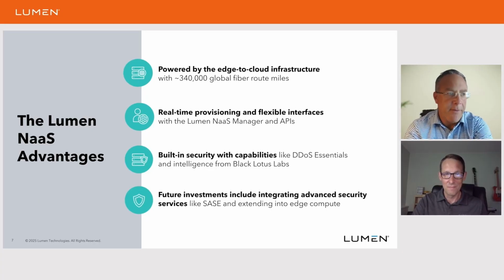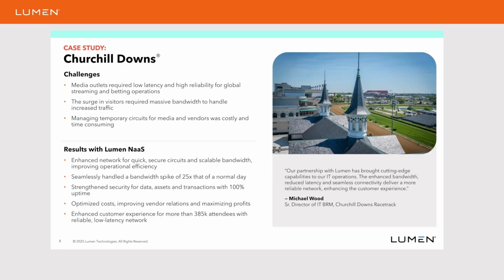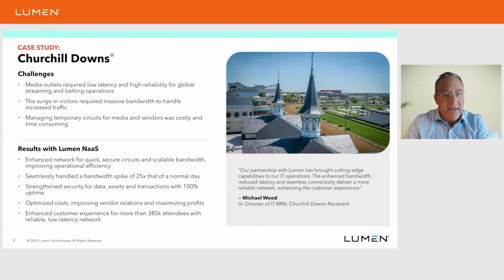Thanks, Cale. Great job. Okay, so this is a great example of the power of Lumen's Network as a Service out there. Churchill Downs, known for the Kentucky Derby, fantastic event. And you could see some of the challenges that they were up against. 385,000 people come to this event. Multiple video feeds needed for media outlets, for Churchill themselves. Tremendous amount of bandwidth needed for the event and leading up to the event. So think about the use cases that you could replicate, just keeping this one in mind, for other verticals and other businesses. The increased bandwidth was immediate.